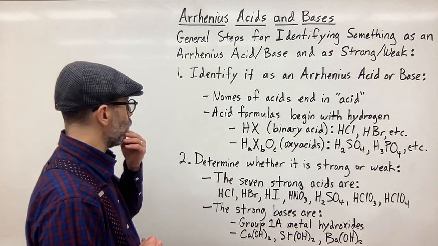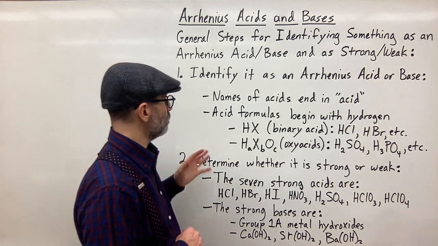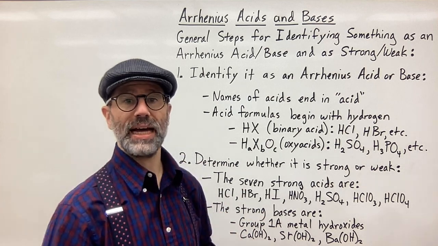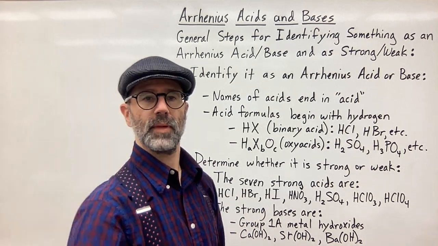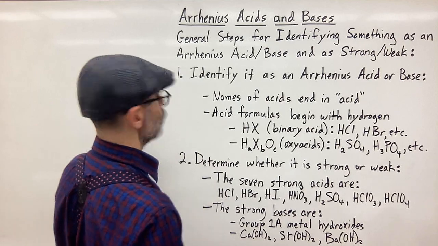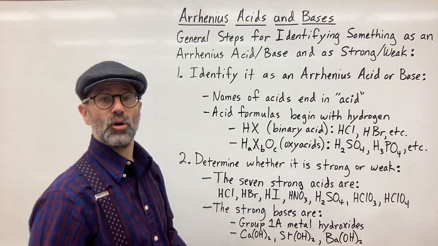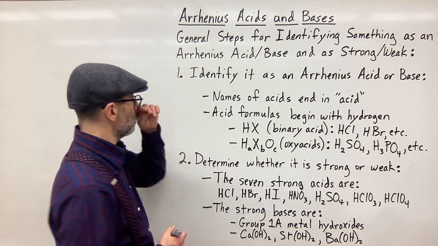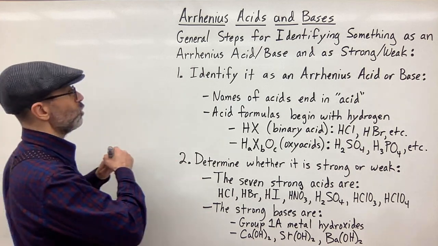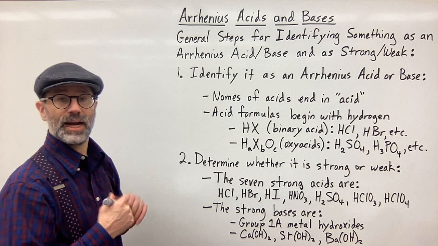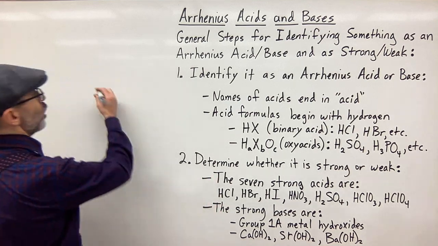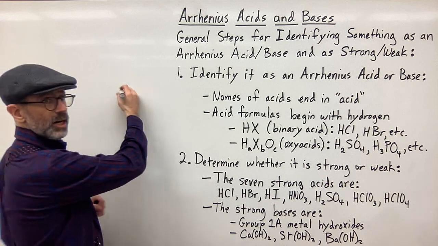So for bases, you're going to identify it as whether it has hydroxide in it. And so I'll write that over. It looks like I forgot to write that down. So how do you identify something as an Arrhenius base? Well, I'll write it over here. So an Arrhenius base is going to have hydroxide in it, for example.